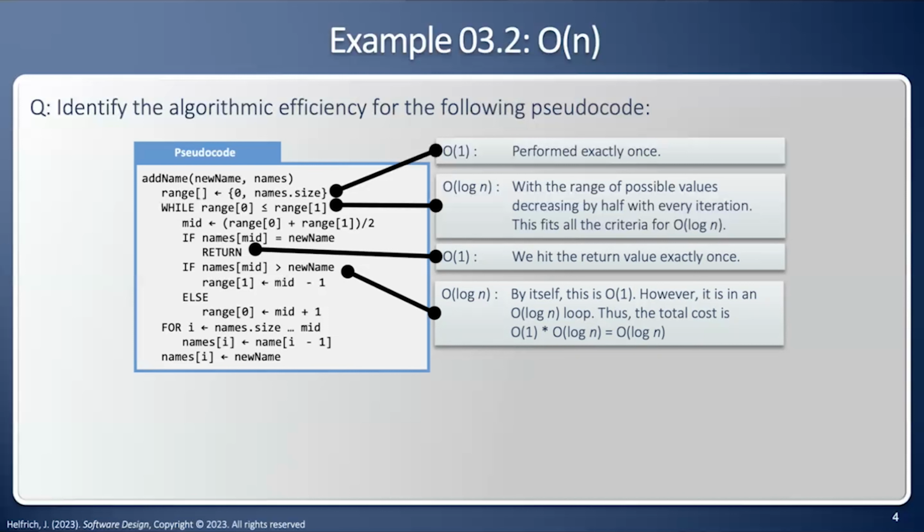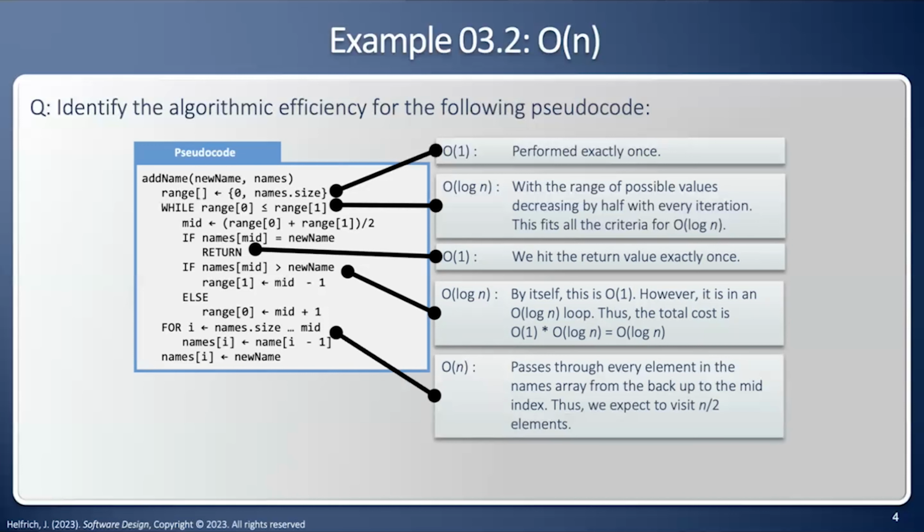Observe that the same logic does not apply for the previous element, where we return out, because as soon as we hit that return statement, we exit the loop. Now we have a for loop. This is going to go from name size down to mid.